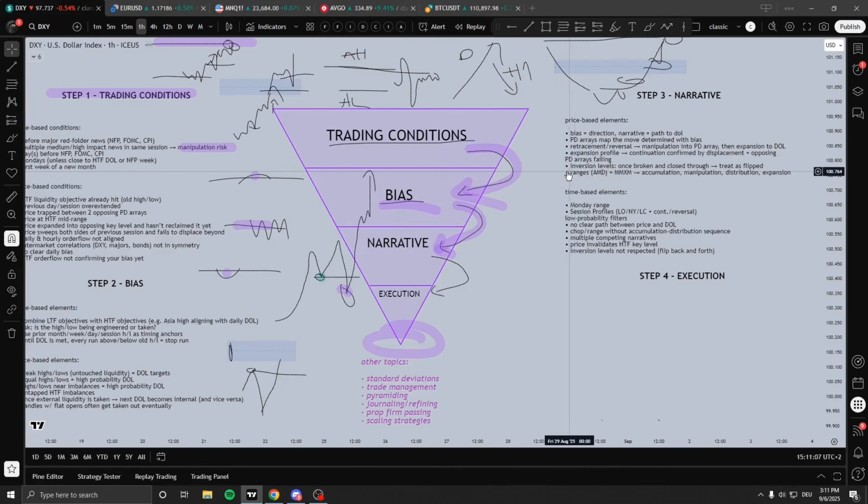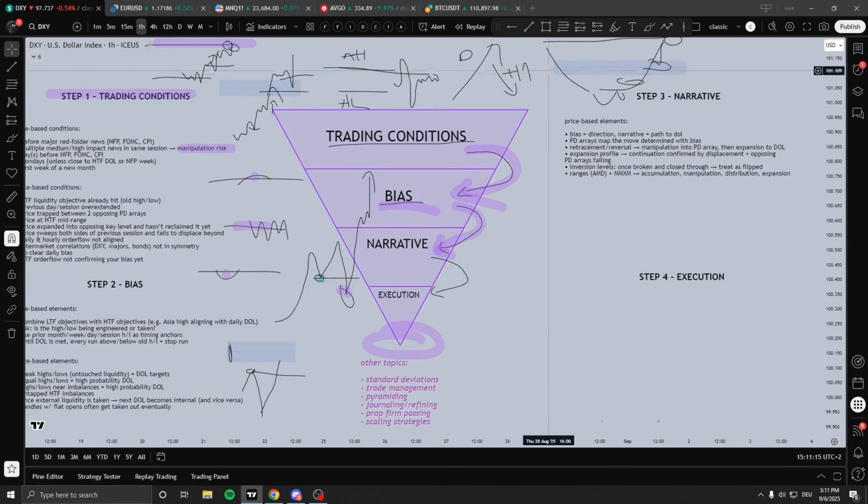As mentioned, those levels then become inversion levels once you close above. You always want to wait for the closure and always on the same time frame. With an H4 PD array, you need an H4 closure and not an hourly closure. Then once that happens, they are inversion levels and can be used as a key level to distribute higher or lower from there.